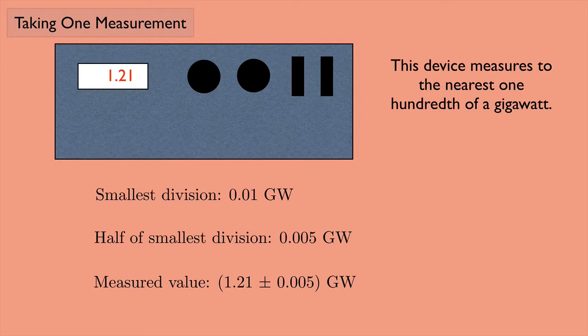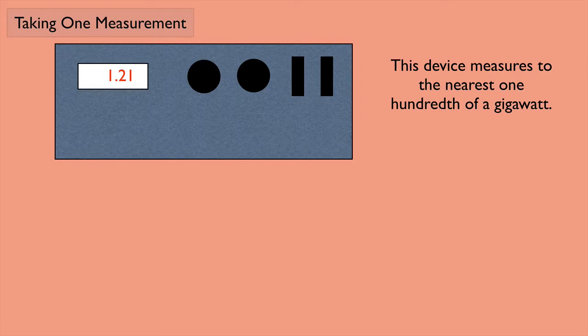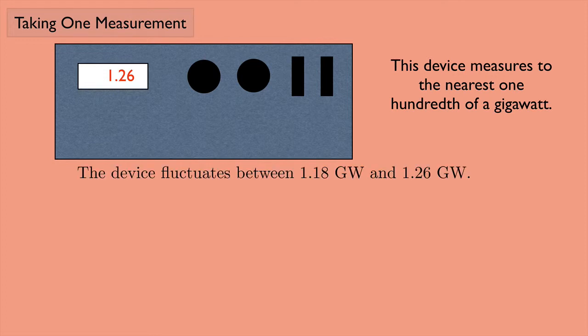And here's a slightly different situation. Suppose you're going to use that same device, and this time you look at it and it says 1.18 gigawatts, and then you look at it a second later and it says 1.26 gigawatts, and it just seems to be fluctuating between these two values. What do you do? Well, in this case, you take the average of the two extremes, 1.18 plus 1.26, and divide it by 2. That gives you 1.22 gigawatts.